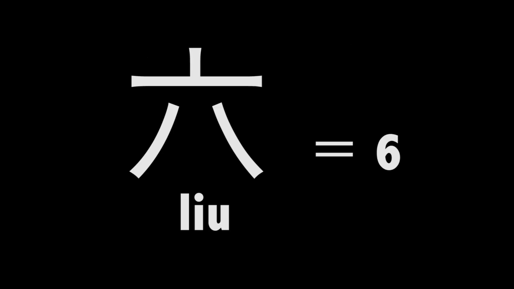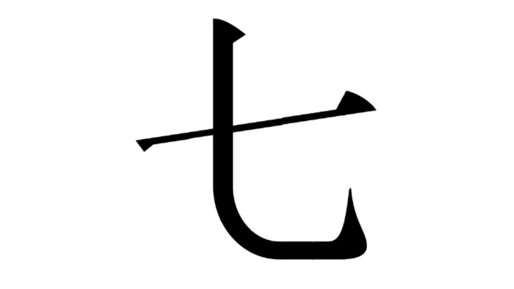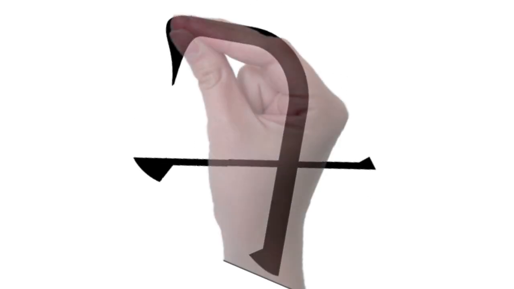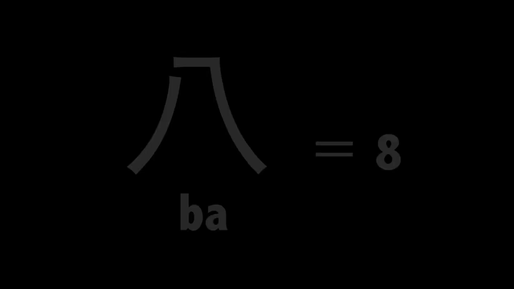This character means 6. And when we turn it around, you can see how the hand expresses this character 6. This one is 7. It's like our 7, but then upside down. As you can see, the hand expresses the 7. Here you see 8. This character is also expressed by the hand.